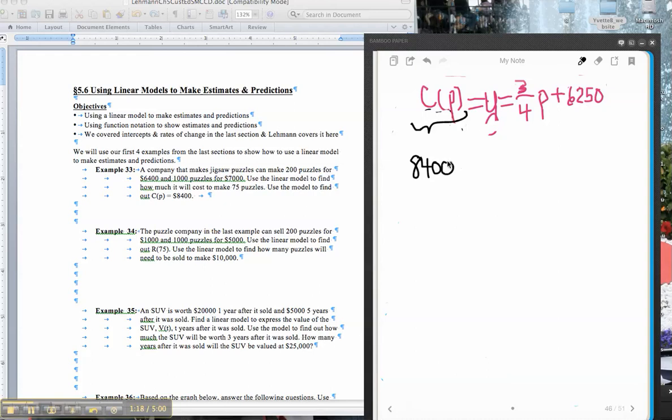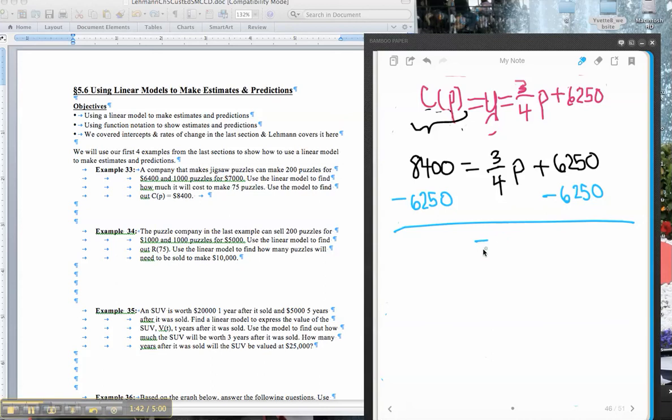That means we're substituting in 8,400 for C of P, and that equals 3/4 P plus 6,250. And now from there we'll solve that for the remaining variable. So we're going to subtract 6,250 from both sides, adding the opposite of 6,250 in other words, and now we end up with 3/4 P on the right side, and on the left, borrowing here, 8,400 minus 6,250, where 3 minus 2 is 1, and 8 minus 6 is 2.